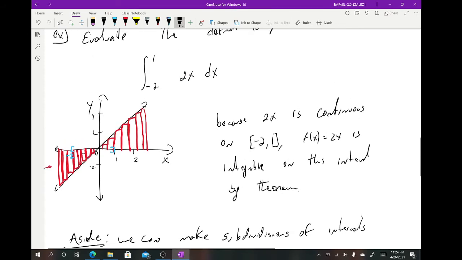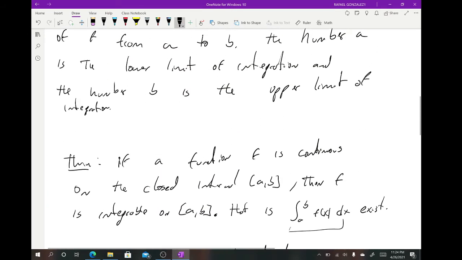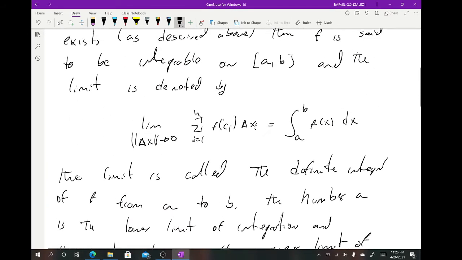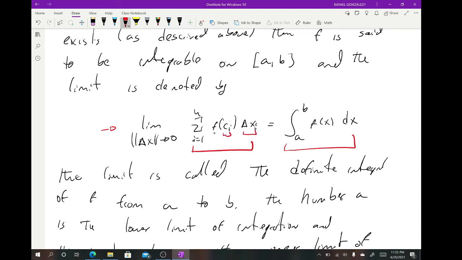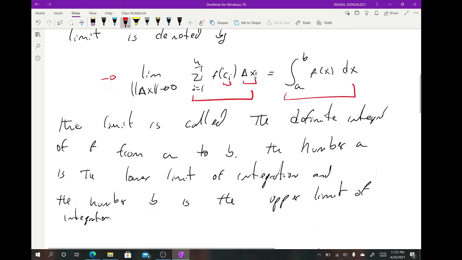Now, why are we focusing on these right endpoints? We're focusing on the right endpoints because by definition of the definite integral, we can use a Riemann sum and take the limit of the Riemann sum to find out the value of this definite integral. So we have found delta x, we have found the ci or xk, so it's just a matter of now plugging in and taking the limit.